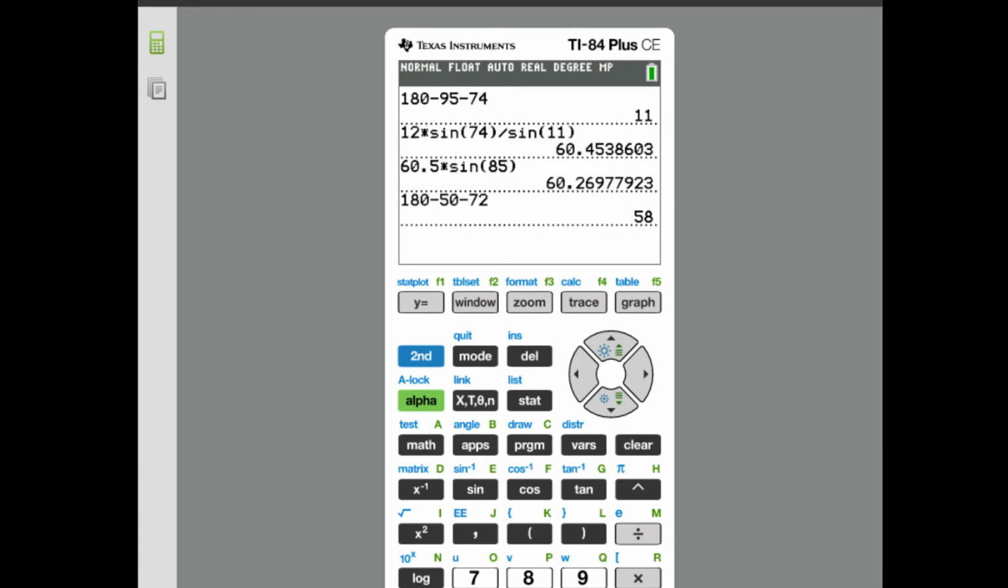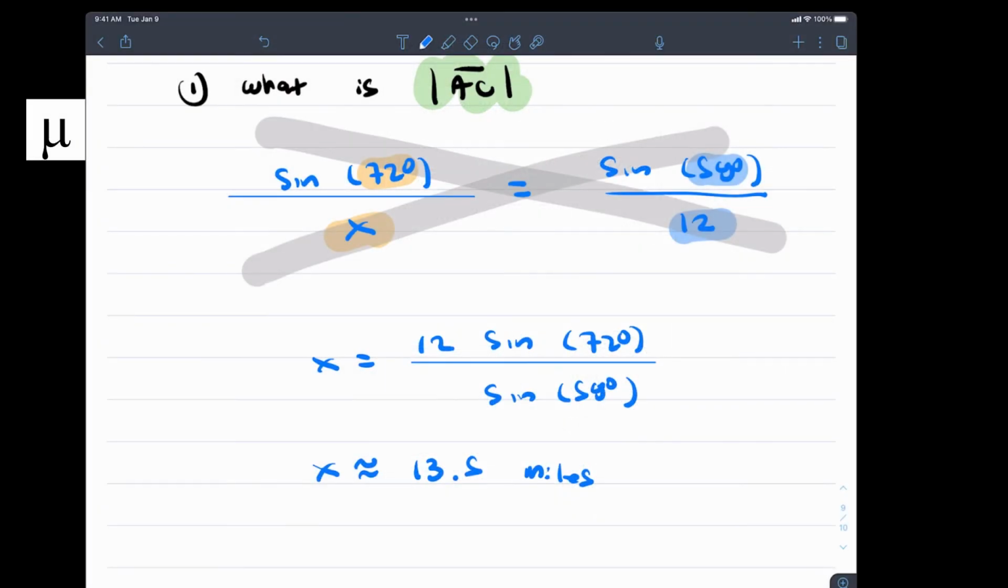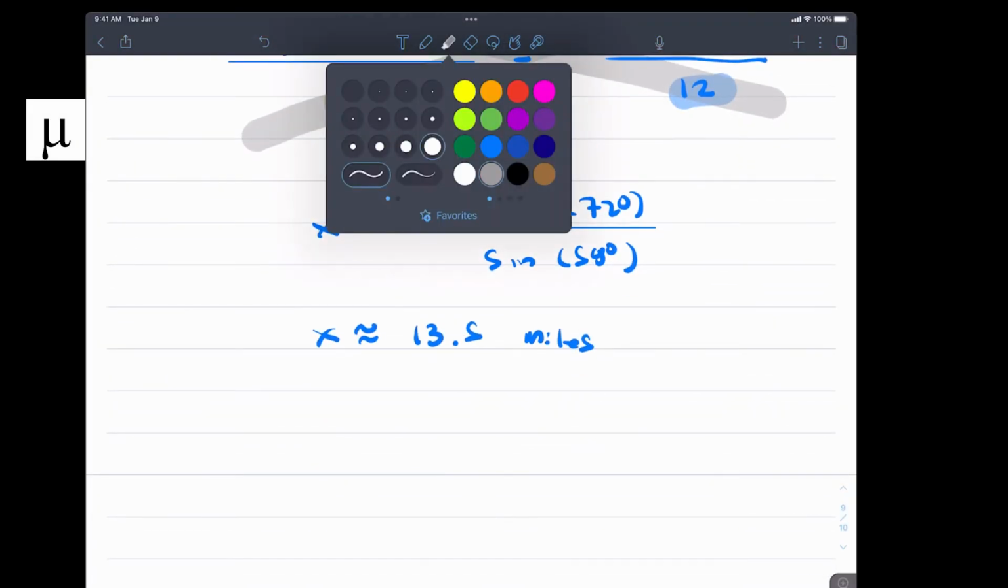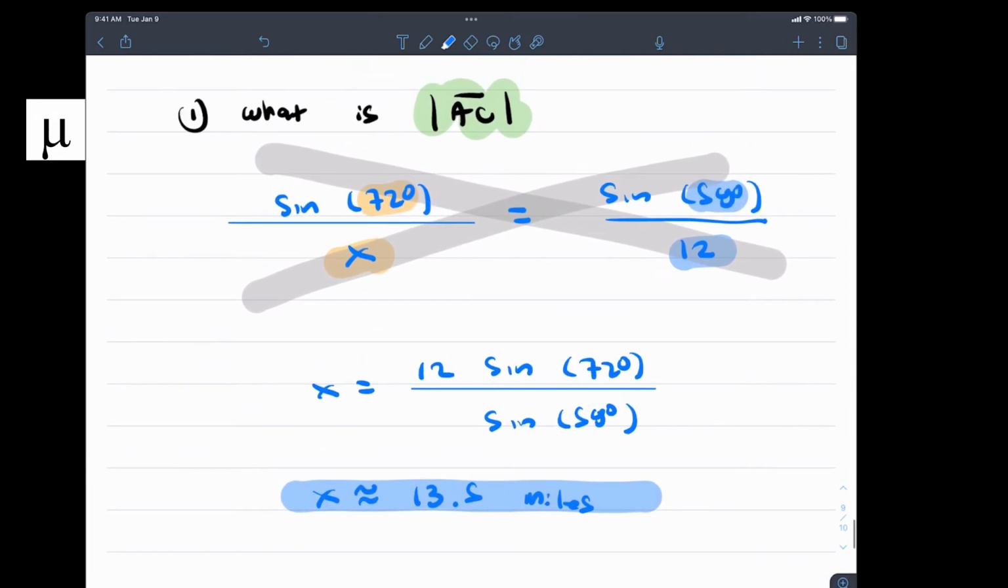So we have 12 sine 72 degrees divided by sine of 58 degrees. That's 13.5 miles. And there you go, ladies and gentlemen, 13.5 miles.